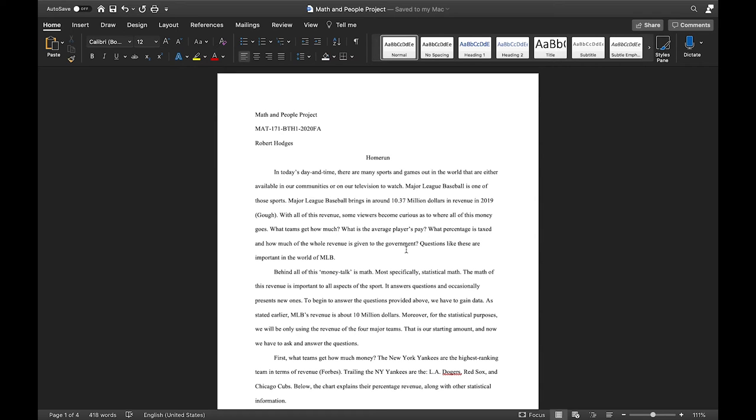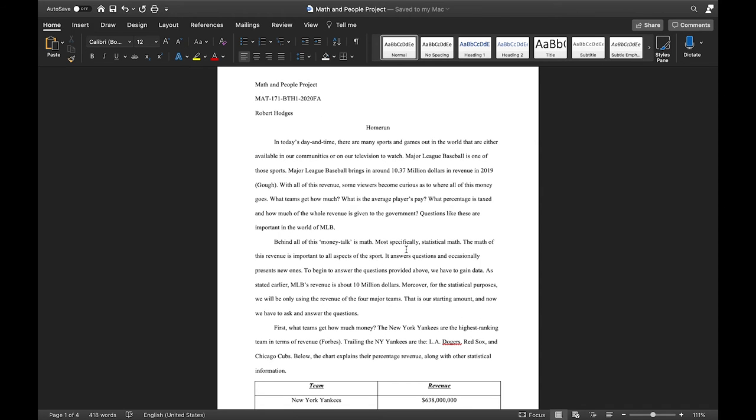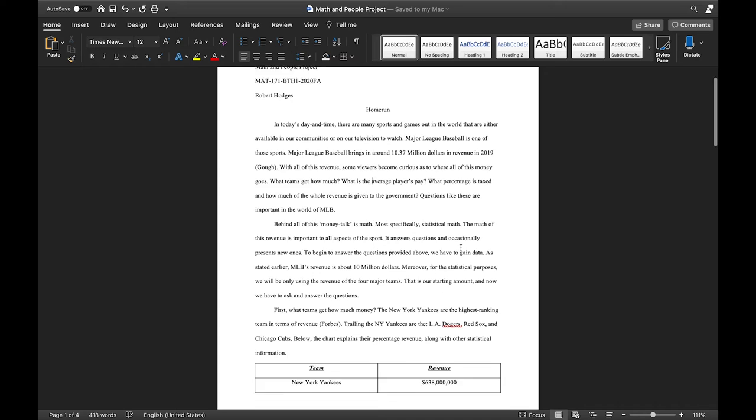I was presented with the question, how much do the MLB teams get, and what percent of their revenue is accounted for out of the entire amount of revenue. So I'm going to present that real quick. First, just a little rundown. The MLB, the actual association, gets $10.37 million in revenue. That was taken in 2019, and that is the citation right there. That's actually not what we're working with right now.